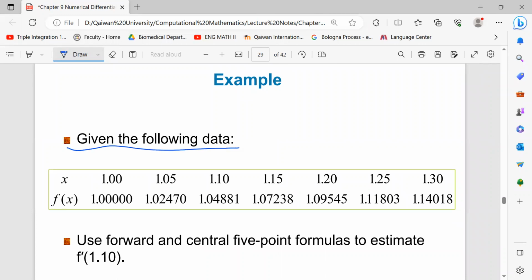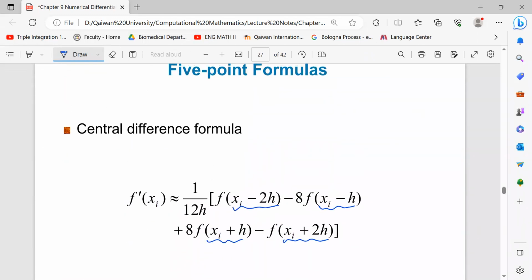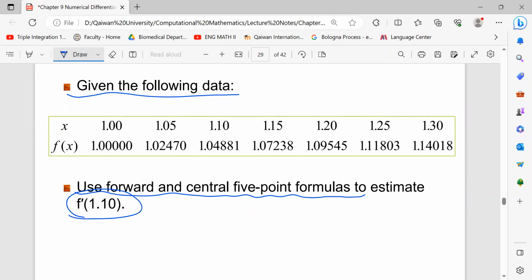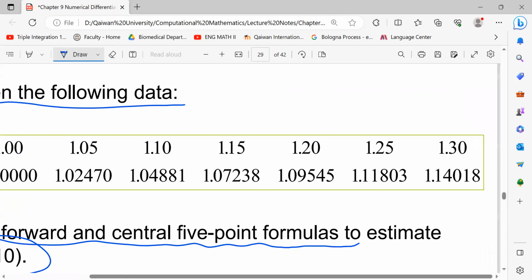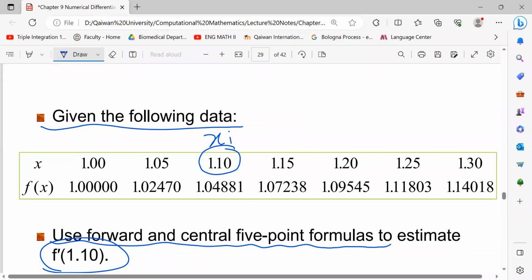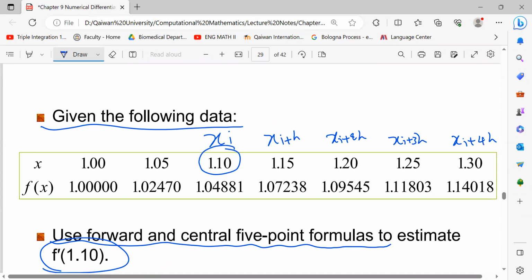Look at this example. It says, given the following data, use forward and central 5-point formula. So we need to use this formula and this one because these are for central and forward 5 points. To estimate f prime at 1.10. Let's first find what's 1.10. This is 1.10, so it is xi. How about the next one? I mean, xi plus h. This one, xi plus 2h. This one, xi plus 3h. This one, xi plus 4h. And the previous one, it's xi minus h. This is xi minus 2h.